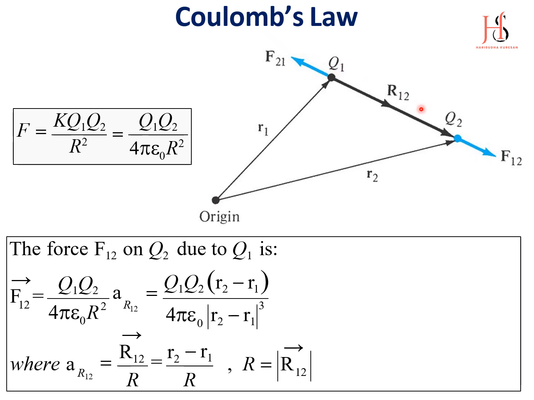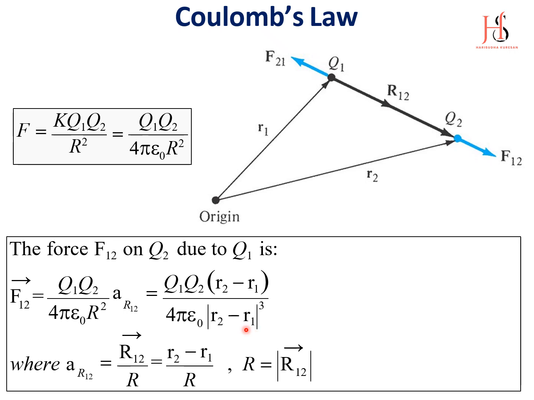Mathematically, the force F is equal to k Q1 Q2 divided by R square. By replacing k we will get Q1 Q2 divided by 4 pi epsilon naught R square. We need to find the force F12 on Q2 due to Q1, which is given by F12 equal to Q1 Q2 divided by 4 pi epsilon naught R square into the unit vector a, where your distance vector is R12. This unit vector can be represented as R2 minus R1 divided by the magnitude of R2 minus R1.